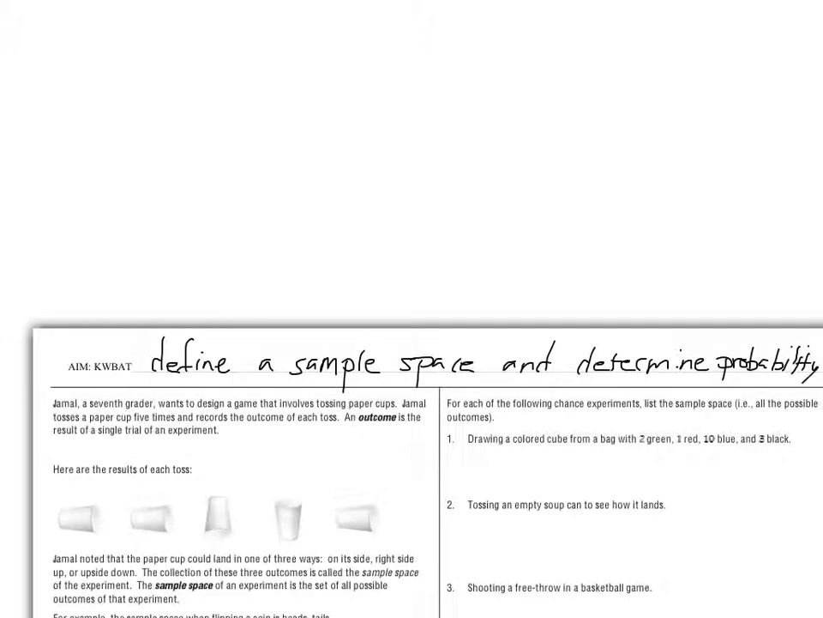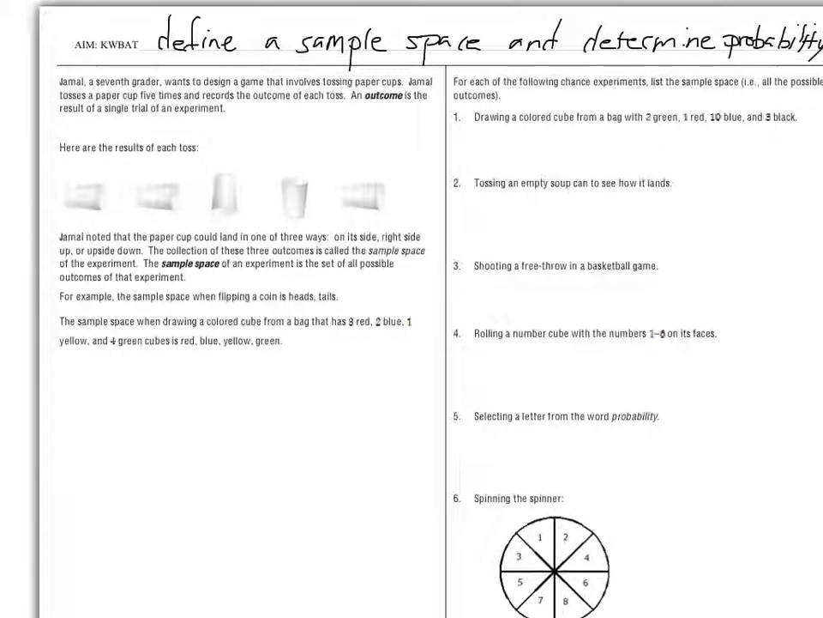All right. So looking at this, the first thing we're talking about is Jamal, who's a 7th grader, wants to design a game that involves tossing a paper cup. Jamal tosses a paper cup 5 times and then records the outcome of each toss. An outcome in this is the result of a single trial of an experiment. So every chance experiment has a single outcome.